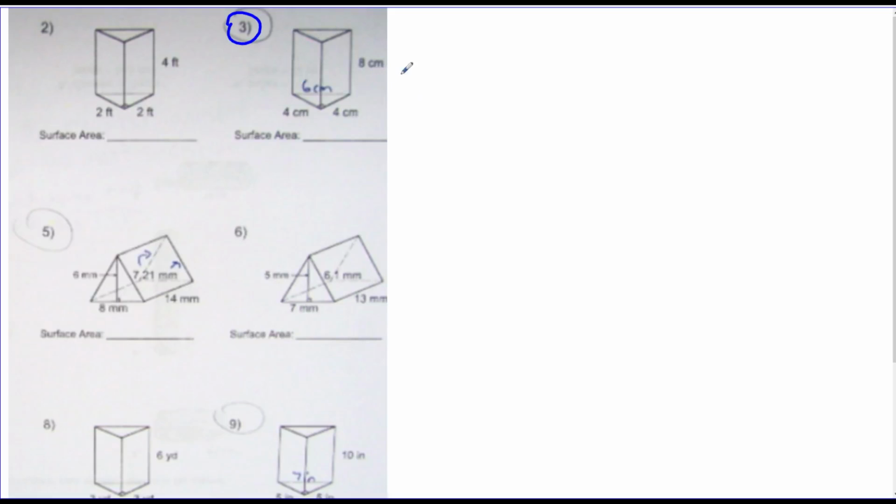Here's our shape. And we said we're always going to start by drawing our base. And since we have two triangles here, we know this has to be a triangular prism. So we're going to draw our base separately. So we have a right triangle.